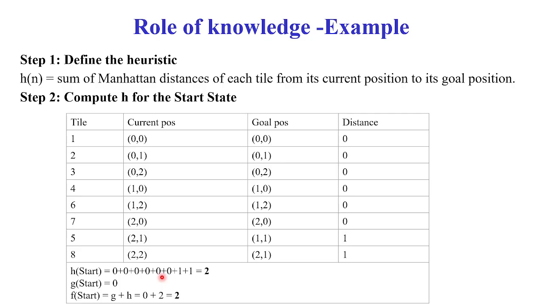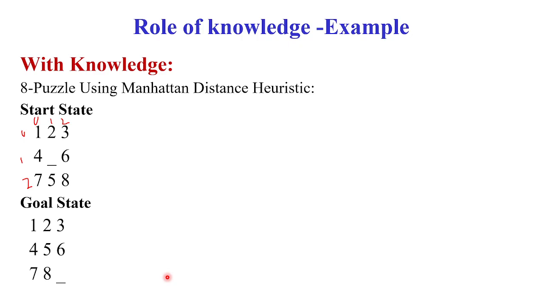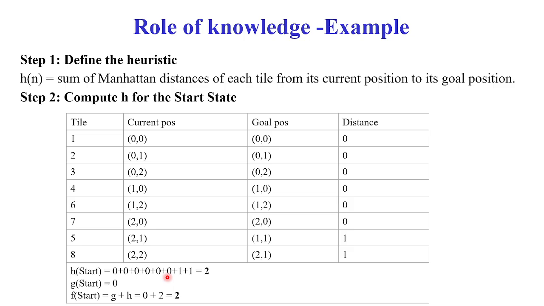Now if you take the fifth tile, it is at row 2, column 1. Now, its goal is row 1, column 1. So you will take the difference. 2 minus 1 is equal to 1.